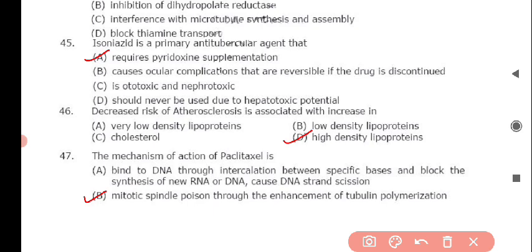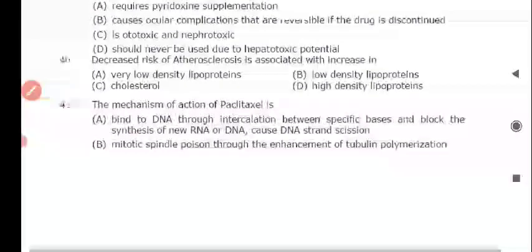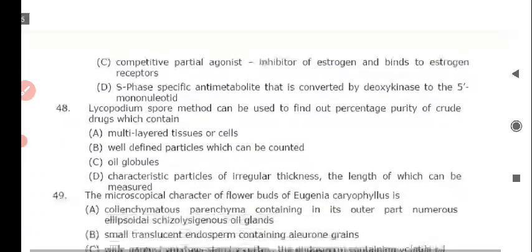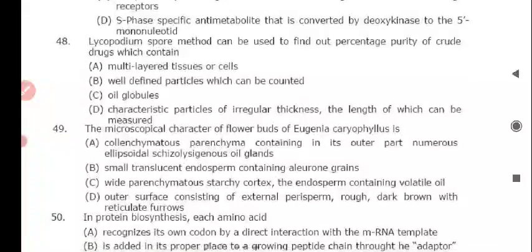Next question is, the mechanism of action of paclitaxel is, and the correct answer is option B, mitotic spindle poison through the enhancement of tubulin polymerization. The other two options are in the next page. These are the other two options. Among these, option B is the correct answer. Next question is, lycopodium spore method can be used to find out percentage purity of crude drug which contain well defined particles which can be counted. So option B will be correct for this question.